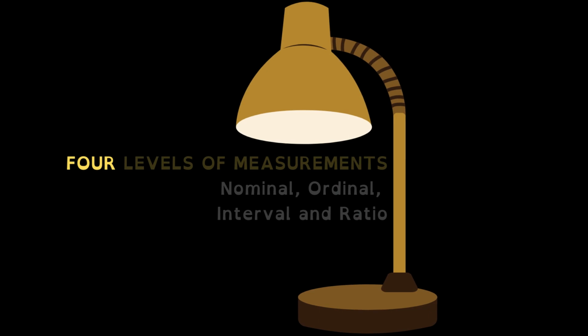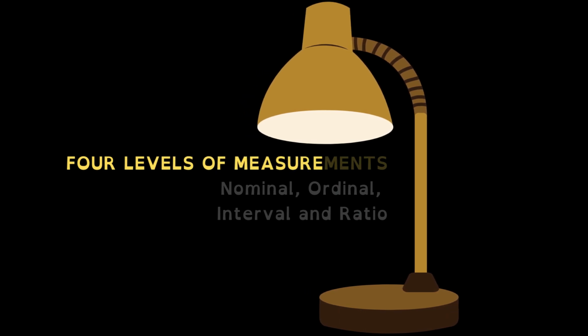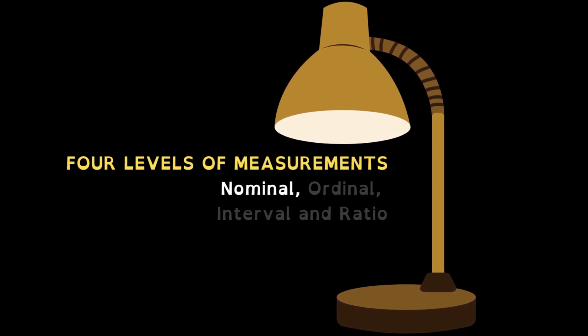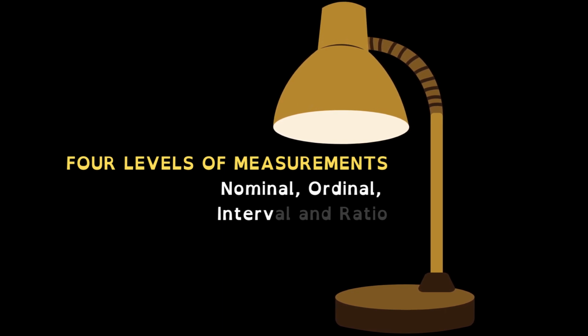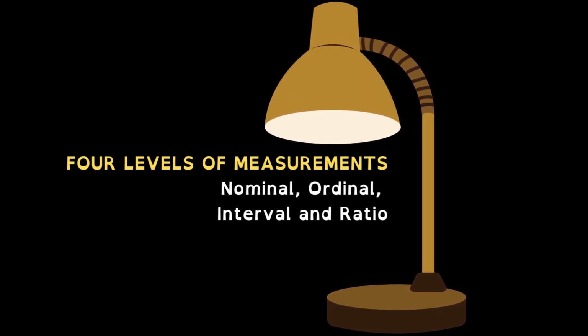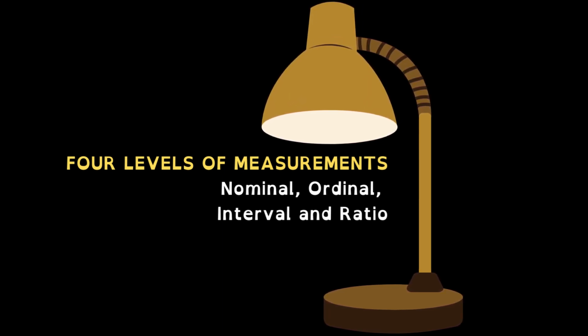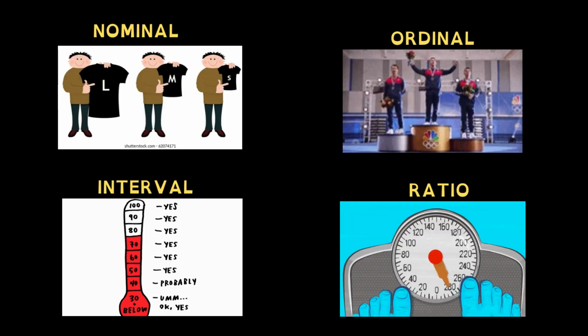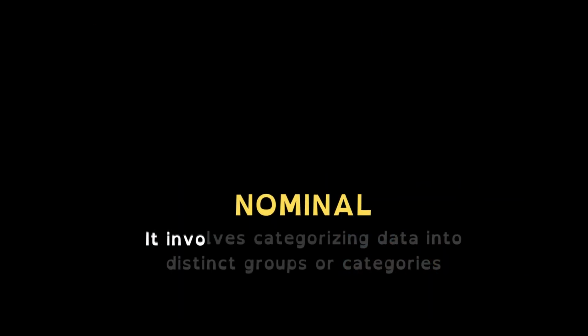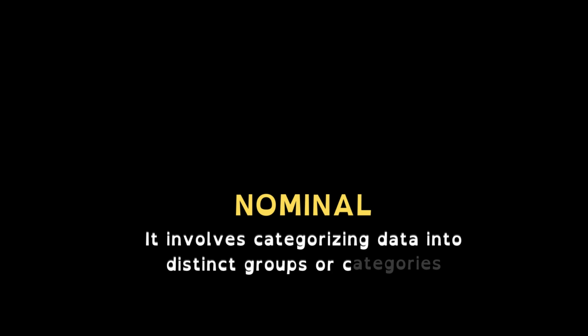Finally, we delve into the four levels of measurement: nominal, ordinal, interval, and ratio. And let us discover their real life application. Let's get started. The four levels of measurement provide us with a framework for understanding the properties and application of different types of data. The first level is nominal. It involves categorizing data into distinct groups or categories.